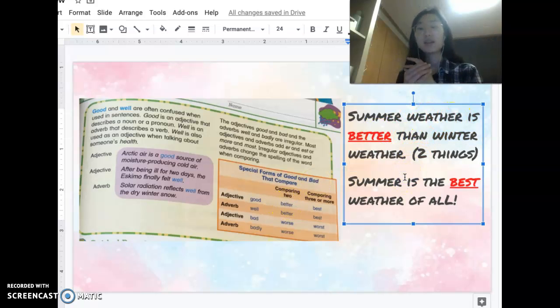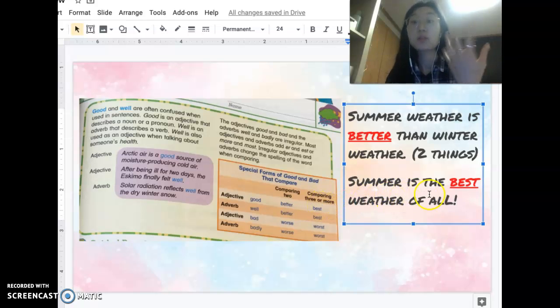On the other hand, if I say summer is the best weather of all, like it's better than all the other weathers, well, in this case, we use best because we're comparing three or more, because we have summer, winter, fall, and spring. Okay, 4 seasons. So 3 or more things that I'm comparing, therefore I use best. So better is when I compare 2 things. Best is when I compare 3 or more things.